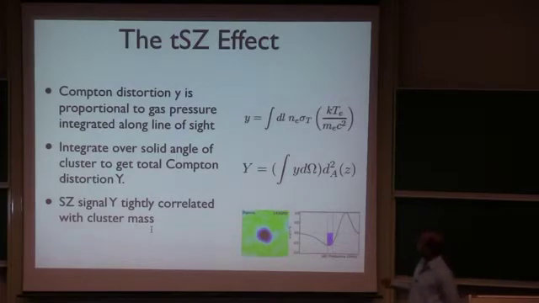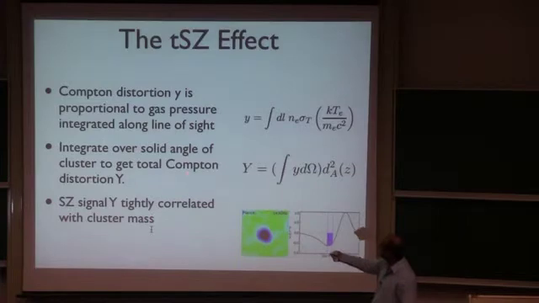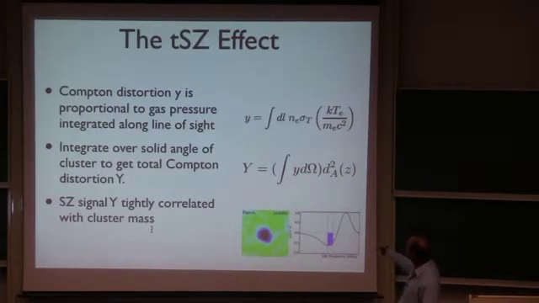The other point is that the signal that you actually measure, this flux here, is proportional to the gas pressure integrated along the line of sight. So it's just n times T. In a given direction, you measure a y value, which is just this number here. So you're probing the pressure, which is n times T. Then when you integrate over the solid angle of the cluster, you get the total distortion, which is just the integral of the pressure. That's some measure of the thermal content of the cluster.